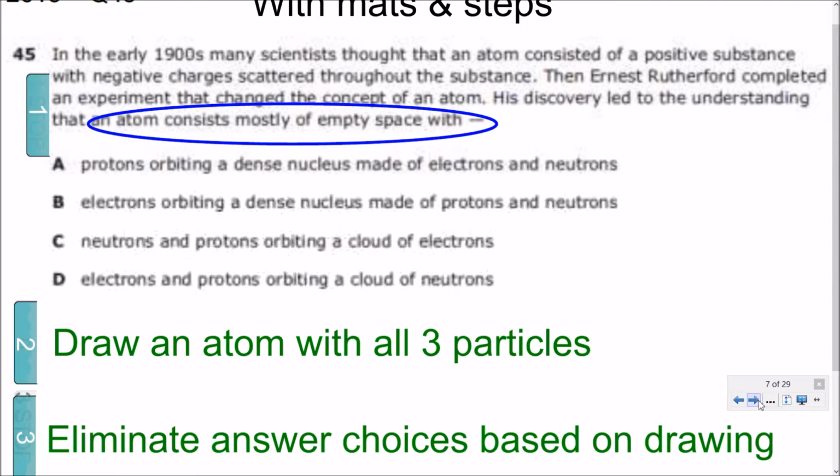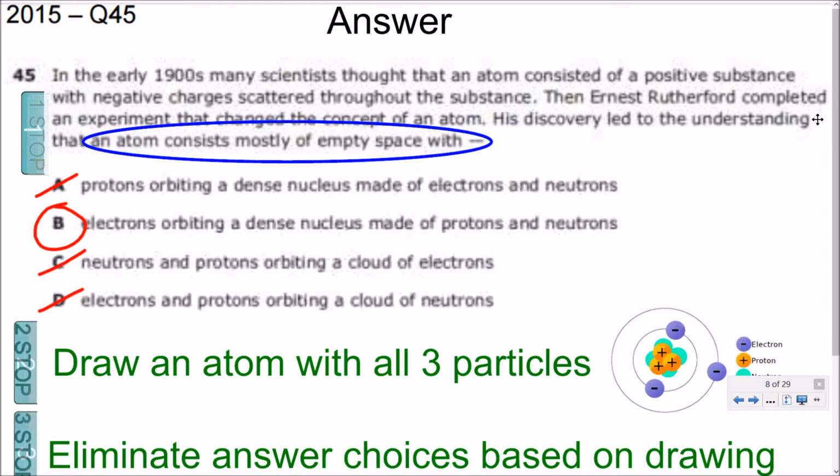When a student is finished, their paper should look something like this, with the content of the question circled, their atom drawn, and then their incorrect choices eliminated, and their correct choice circled.